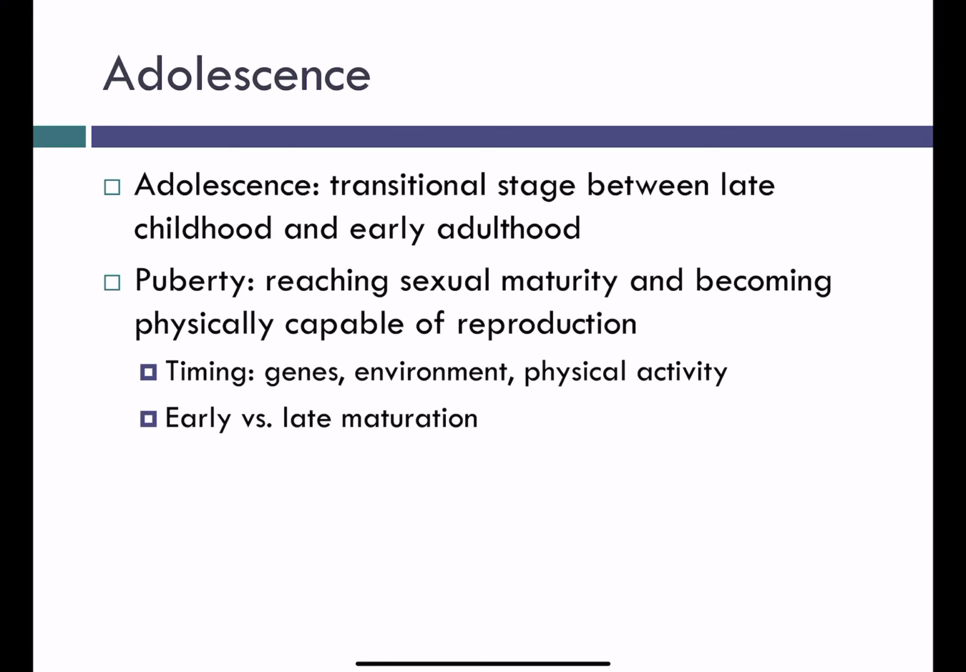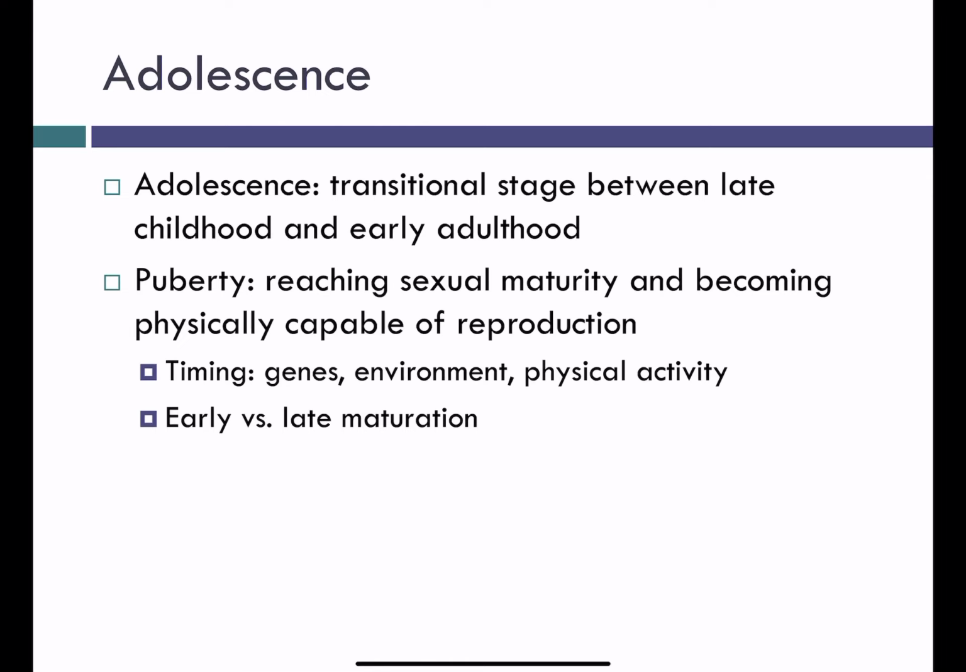So next we're going to kind of shift to adolescence. So adolescence is the transitional stage between late childhood and early adulthood. The start of adolescence is puberty, where kids are reaching sexual maturity and becoming physically capable of reproduction. So normally this starts around ages 10 to 12, although the timing varies.